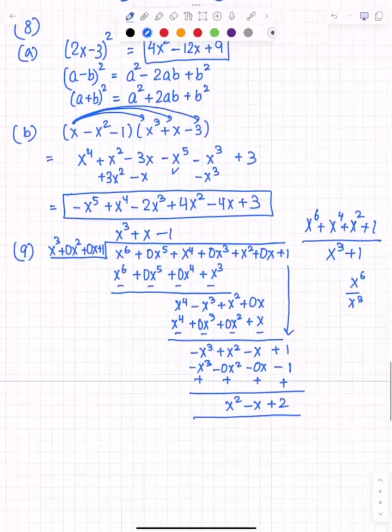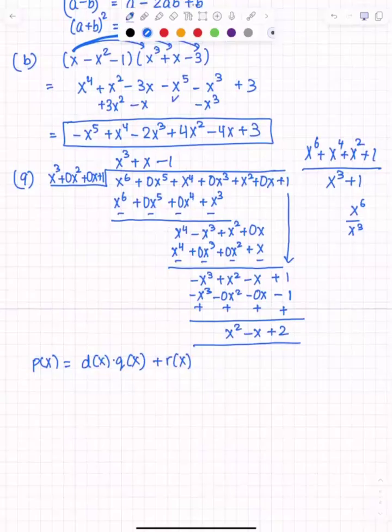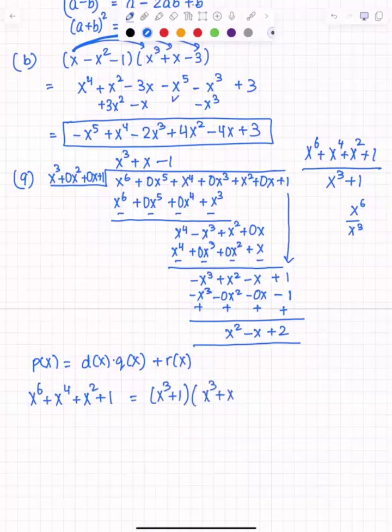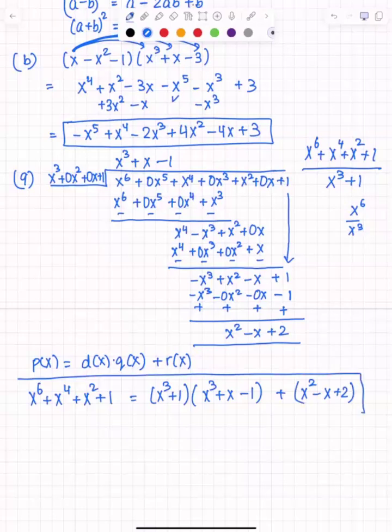That's going to be the remainder. And let's write it in the form. It says p of x is divisor times quotient plus the remainder, correct? So p of x, which is x to the 6 plus x to the 4 plus x squared plus 1, is equal to the divisor, which is x cubed plus 1, times the quotient, which is x cubed plus x minus 1, plus the remainder, which is x squared minus x plus 2. Okay, that's it.